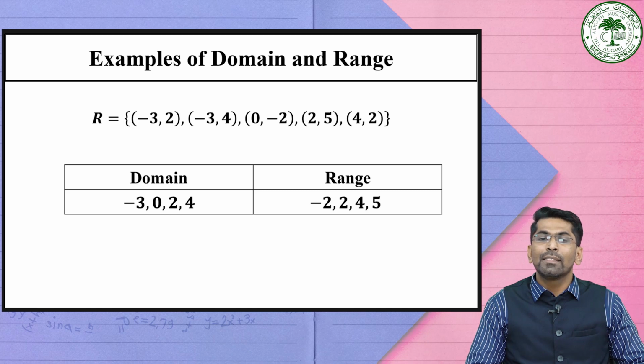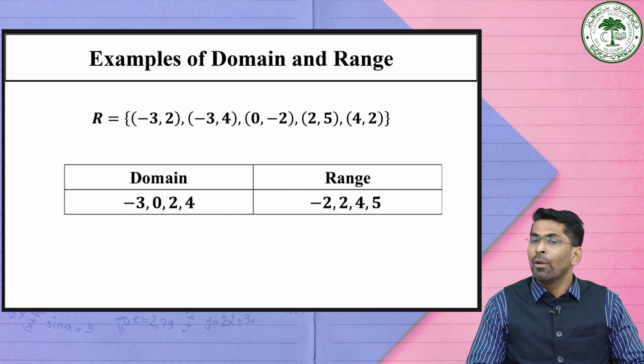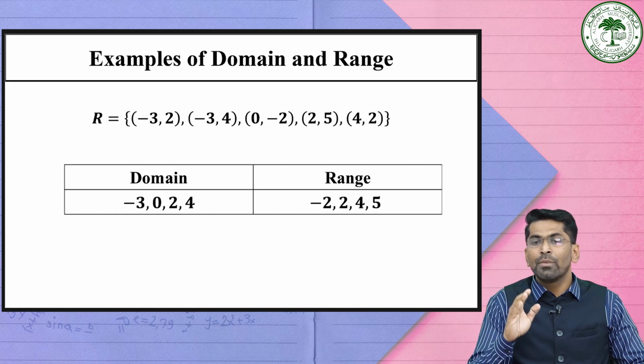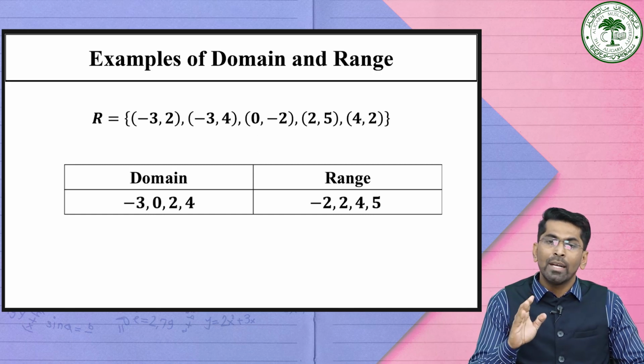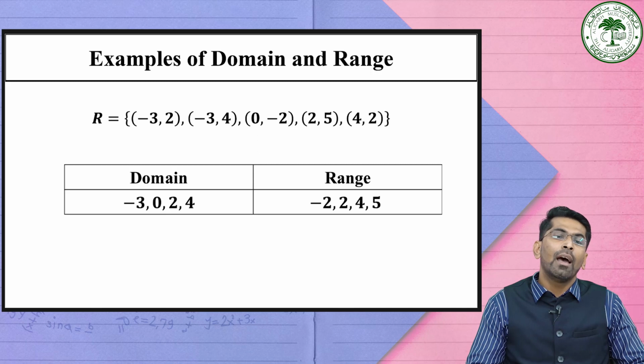It should be noted that we do not consider duplicates, for example -3 is repeated here. While writing the domain and range, we do not consider the duplicates. That means we write each value only once, and also write it in increasing order. That's why we wrote -3 only once in the domain and 2 only once in the range, even though they are repeated.